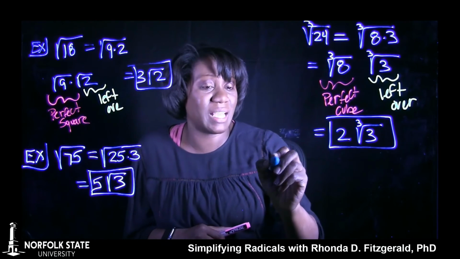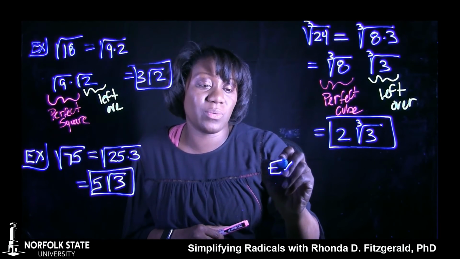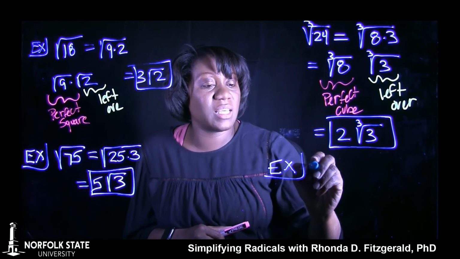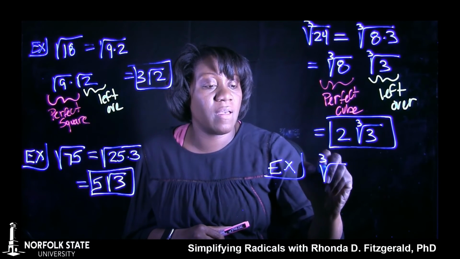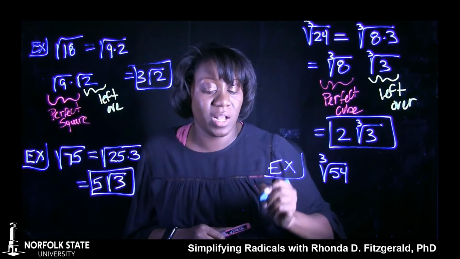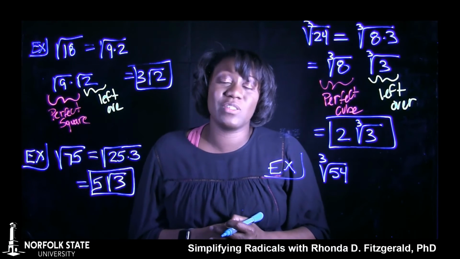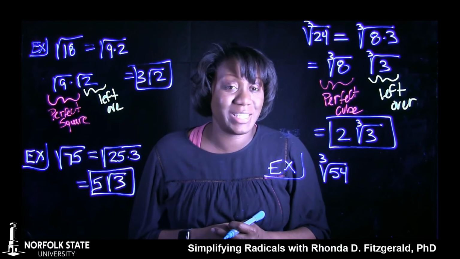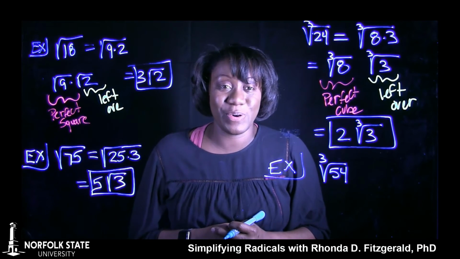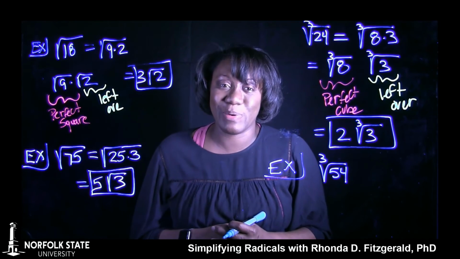One more cube root example, and I think you guys are well on your way. So let's look at the cube root of 54. The cube root of 54. So let's think of our perfect cubes. Well, first of all, there is no number that I multiply by itself 3 times to get 54. So 54 is not a perfect cube.